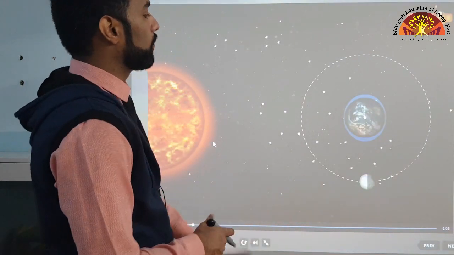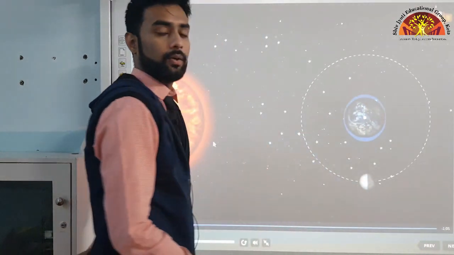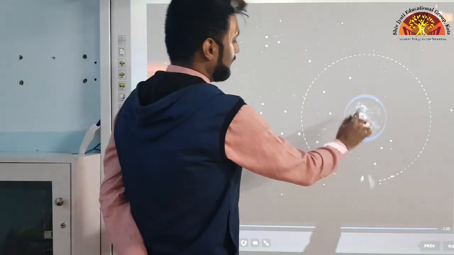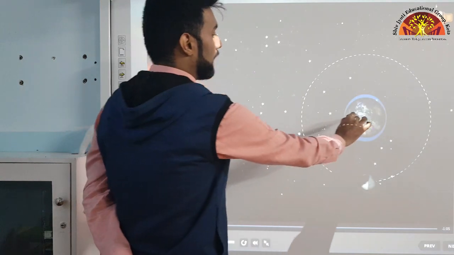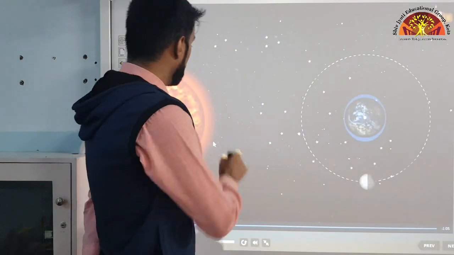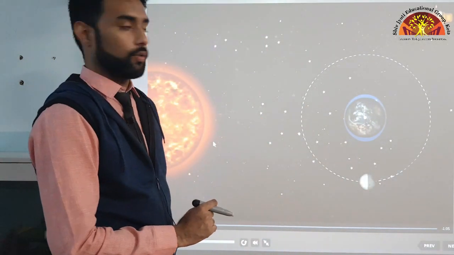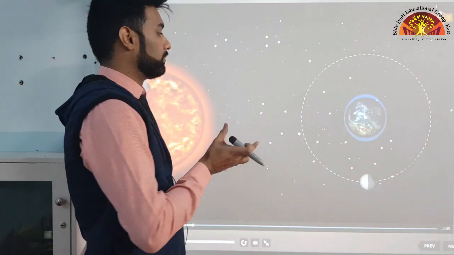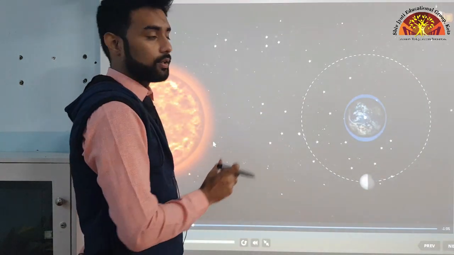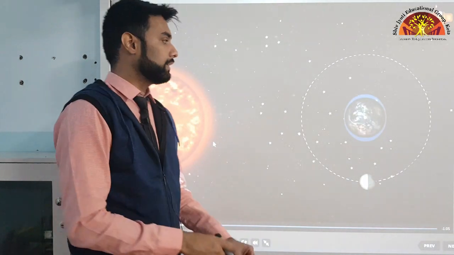Now, during a neap tide, what will happen? As you can see, the sun, the earth and the moon will form an angle of 90 degrees, as you can see. A 90-degree angle will be formed. Now, in this position, what will happen? Both the sun and the moon will exert their gravity on earth. Both of them will exert gravity on the surface of the earth and they will force the water to rise up. But a very interesting thing will happen here.